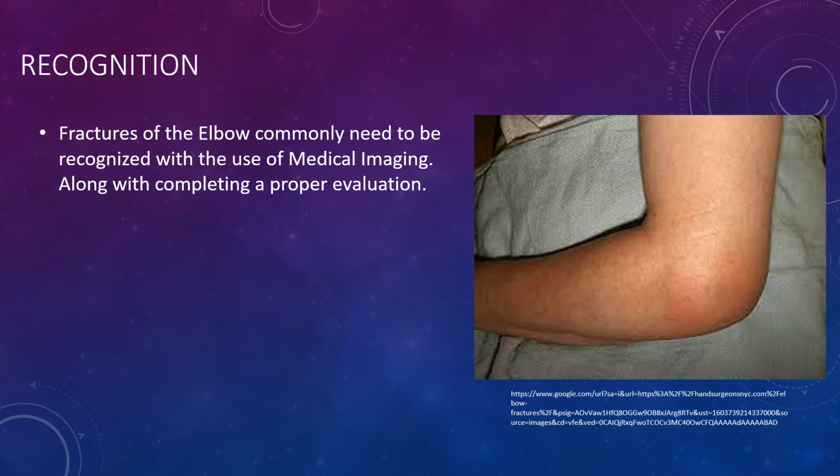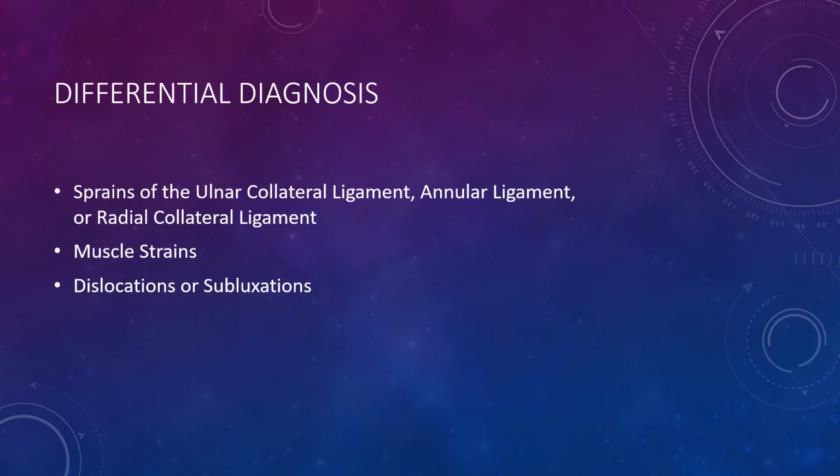Recognition. Fractures of the elbow commonly need to be recognized with the use of medical imaging, along with completing a proper evaluation and use of the special tests such as this percussion test. Differential diagnosis for fractures include sprains of the ulnar collateral ligament, annular ligament, or of the radial collateral ligament, muscle strains, or dislocations or subluxations.